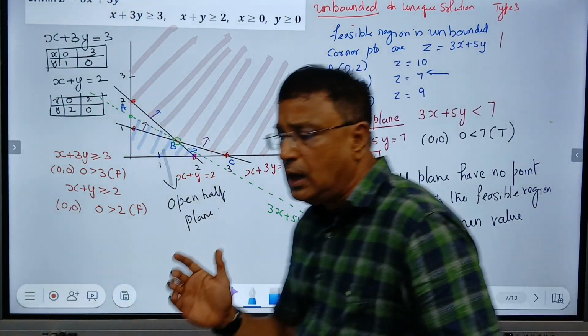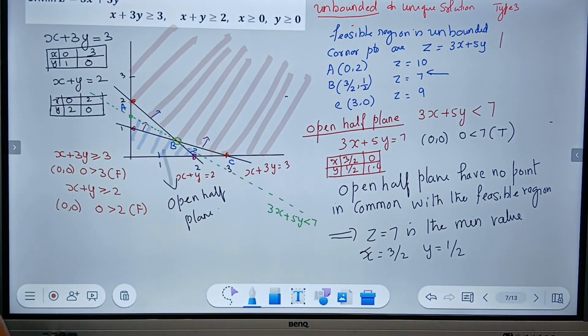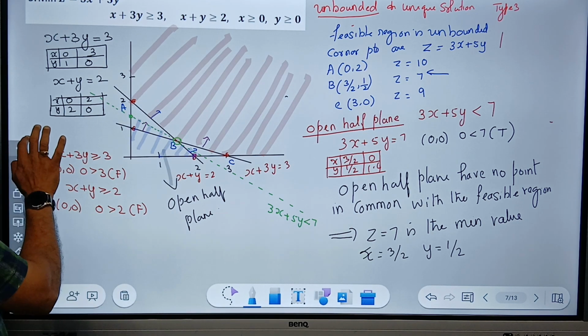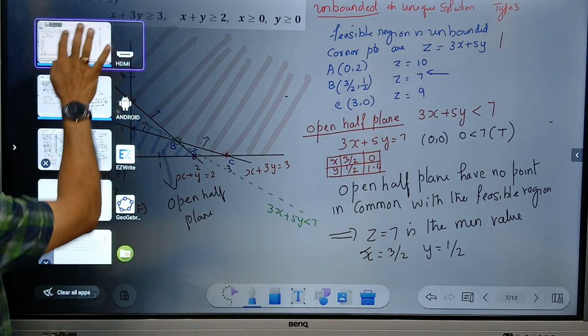Okay, I just want to show you what I've done in GeoGebra, just for your understanding. Quickly, we'll just go through it. Just a second. I think you should be able to see it in a few minutes.